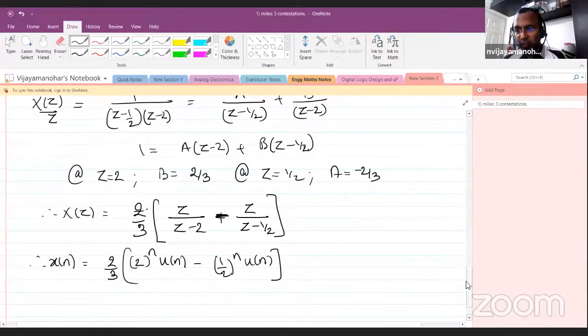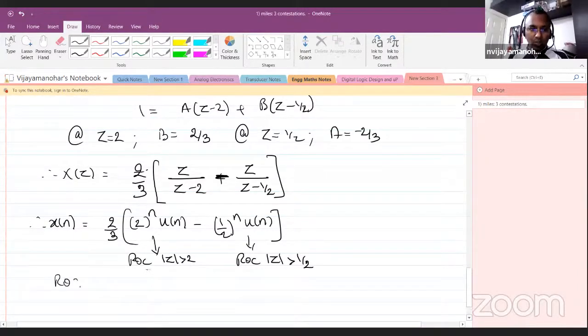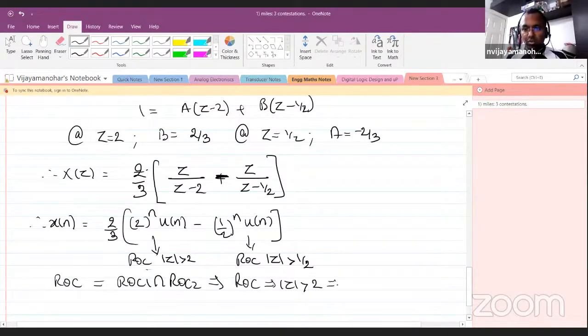If I'm going to write this, what will happen? Here for this, the ROC is mod z greater than 2. Here the ROC is mod z greater than half. So when I have two ROCs, the ROC will be ROC1 intersection ROC2, which means mod z greater than 2, which means it does not contain the unity circle.